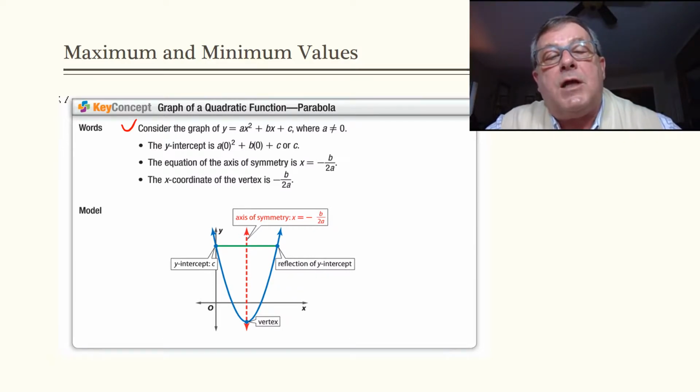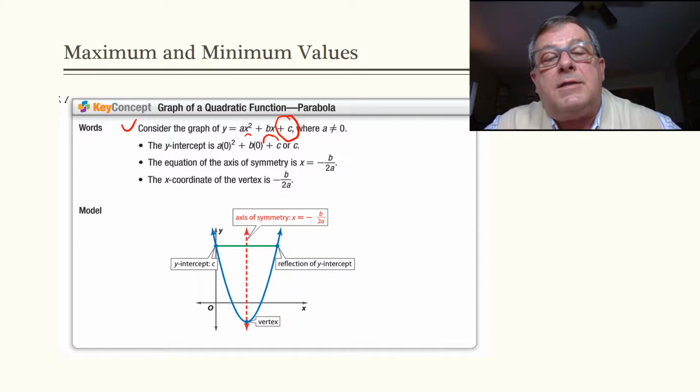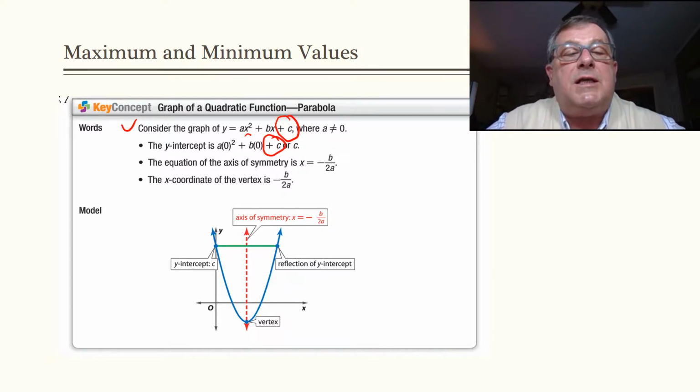First is the y-intercept. This y-intercept is always going to be equal to c. Because if you remember, if I want to find the y-intercept, I set x equal to 0 and solve the equation. If I plug in 0 at x squared and 0 at x, a times 0 squared is just 0, and b times 0 is 0. And so what I'm left with is the constant, or c.